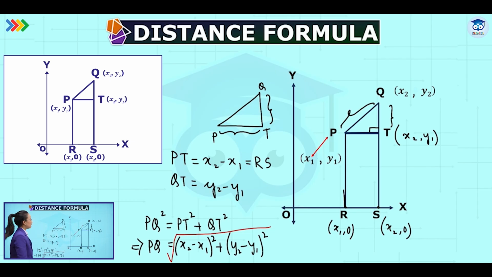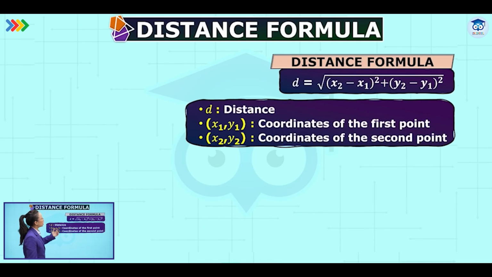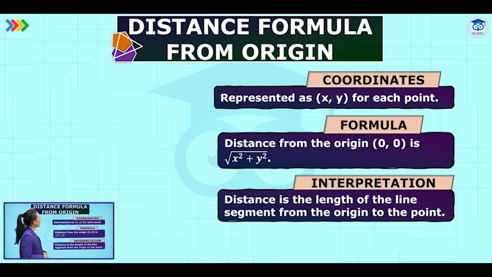Okay? Therefore, the distance formula with the coordinates x1, y1 and x2, y2 is nothing but the square root of (x2 minus x1) the whole squared plus (y2 minus y1) the whole squared. That's how we have the distance formula. D is nothing but the square root of (x2 minus x1) the whole squared plus (y2 minus y1) the whole squared. So we are taking x1, y1 as the coordinates of the first point and x2, y2 as the coordinates of the second point. Okay.